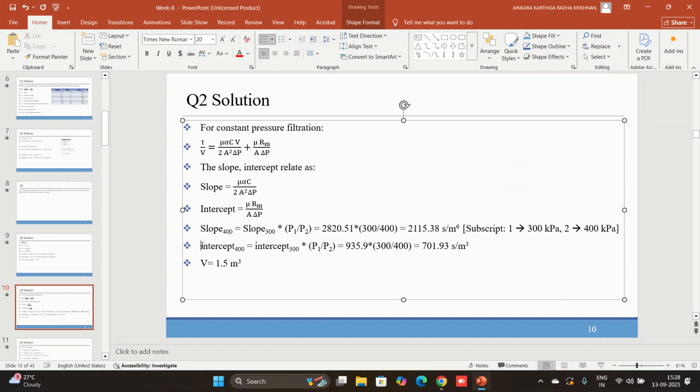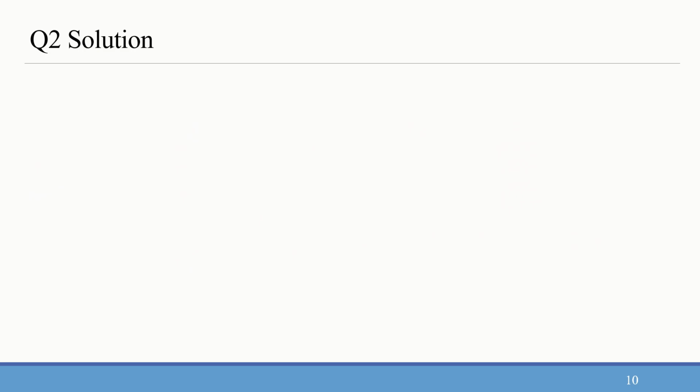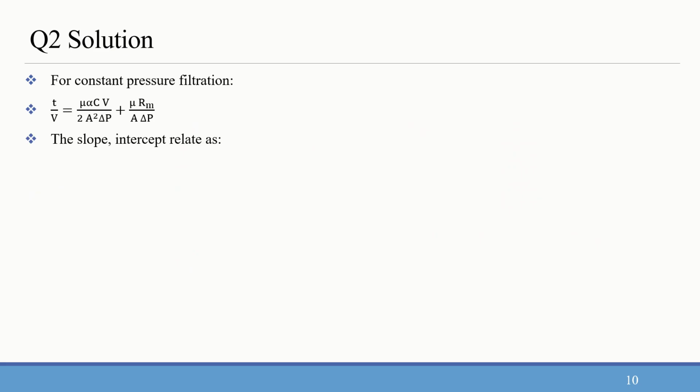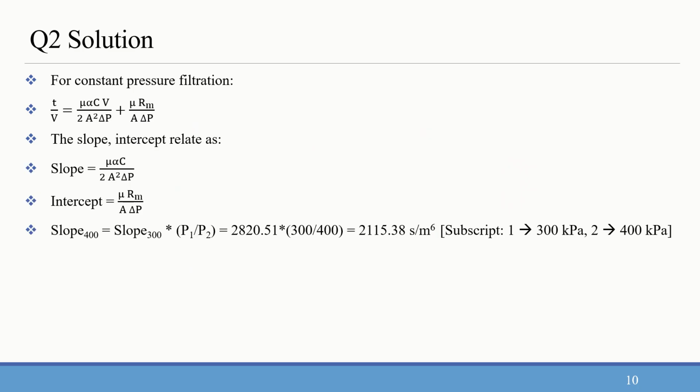So again intercept also looks like the same. Intercept at 400 is equal to intercept at 300 into P1 divided by P2. So now what is left out? We have to substitute it. That is the only thing left out to find the slope and the intercept at the new conditions, that is 400 kilopascal. So now slope at 400 is equal to, we said slope at 300 into P1 by P2. So slope at 300 we know, P1 P2 we know.